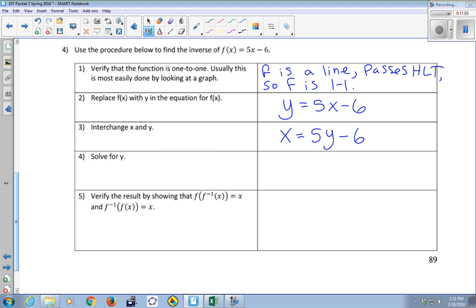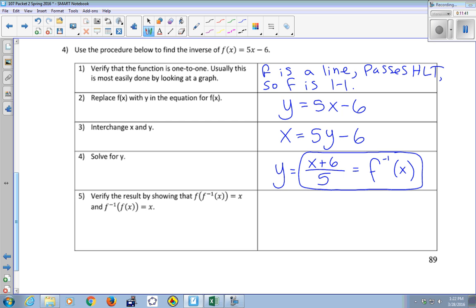Then you solve for the y. So I'm going to add 6 to both sides, divide both sides by 5. So I get y equals (x plus 6) over 5. That is my f inverse function. And typically you'd use the notation f inverse of x once you've done that. So swap x's and y's, solve for y: switch and solve.